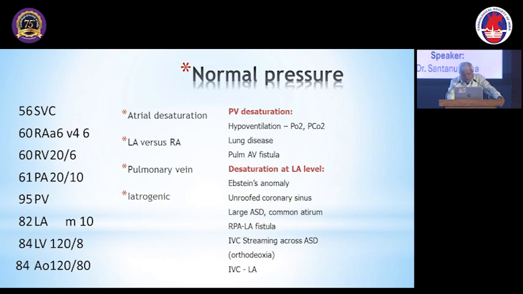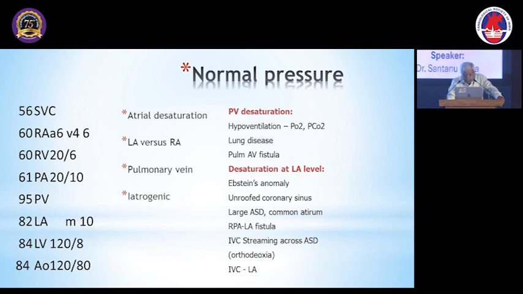PA saturation has gone up to 88. PA flow has improved. And the most important thing you should look at is the pulmonary artery diastolic pressure. It is 50. It was 70. So there is a fall in the PVR.